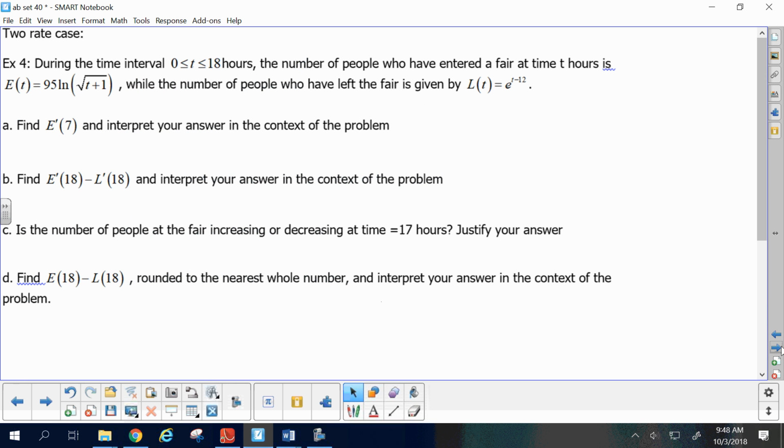All right. This is where things get a little hairier when you get to integration. Even hairier, but we've got competing rates problems. Rate in, rate out. During the time interval 0 to 18 hours, the number of people entering the fair is E of t, while the number of people leaving the fair is L of t. Would you please go to your calculator and put those two functions in F1 and F2?